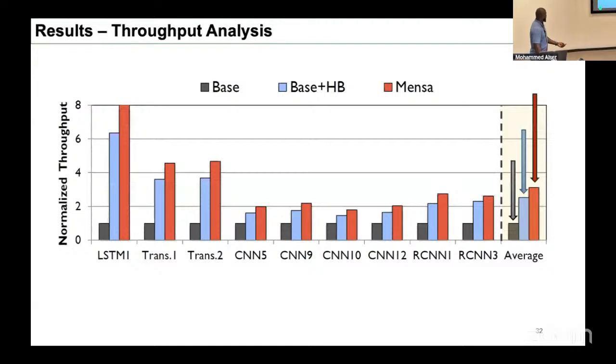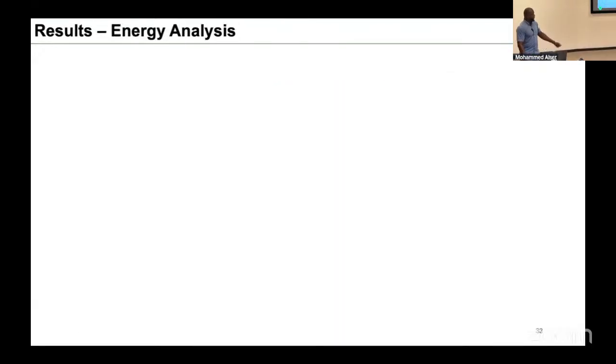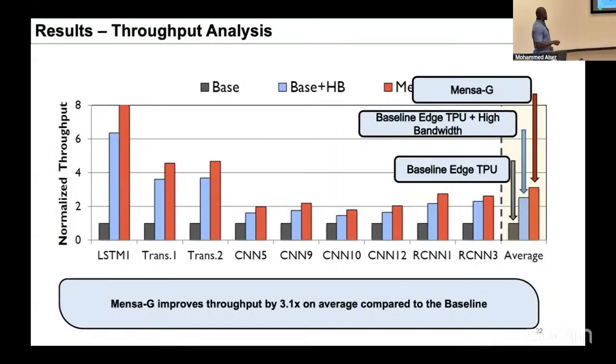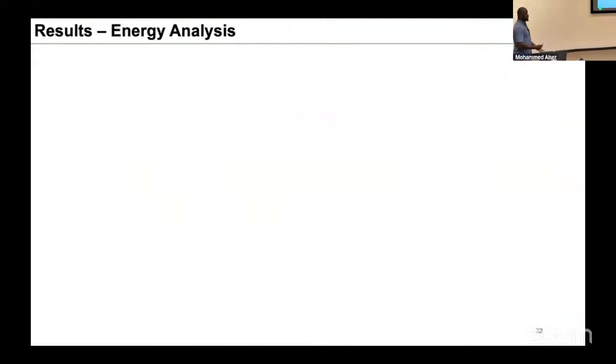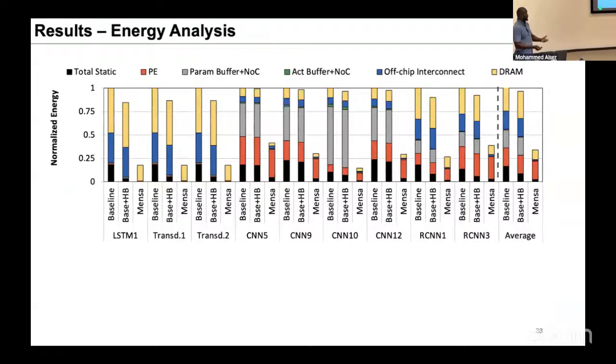What they discovered was, when they checked the throughput, that Mensa on average improves the throughput when you compare it with just the baseline, and also when you give a higher bandwidth to the baseline. So Mensa was more effective with the throughput.